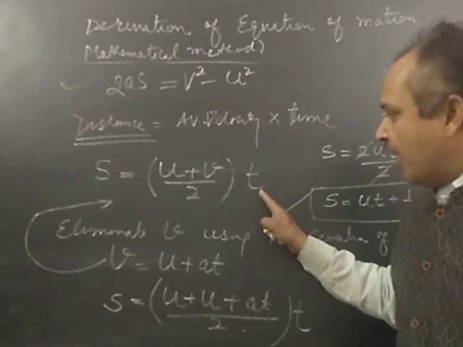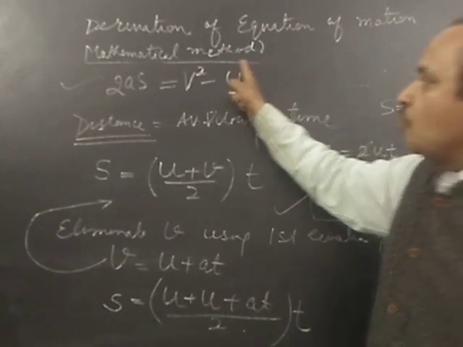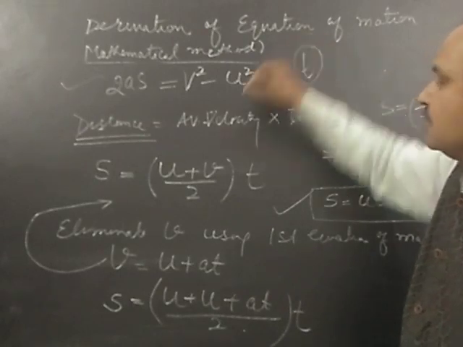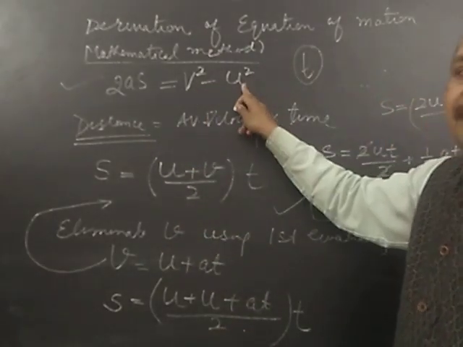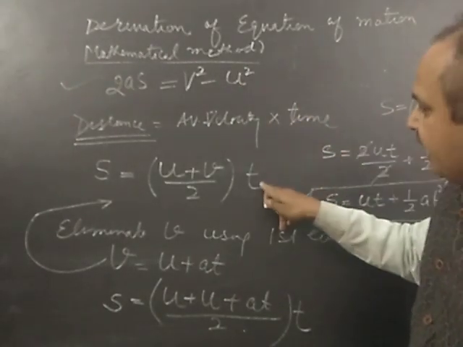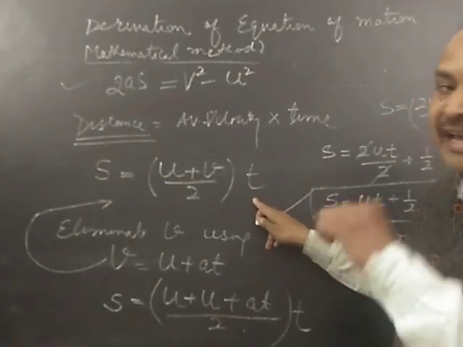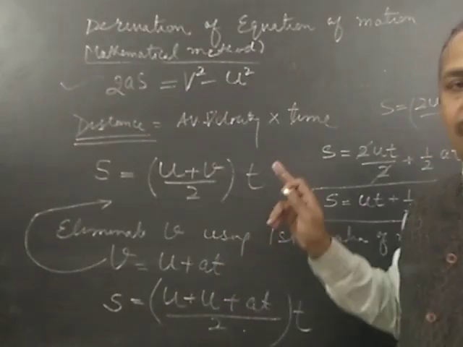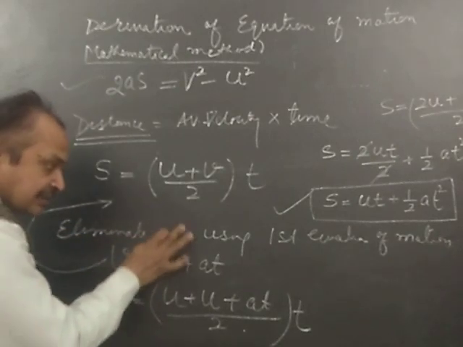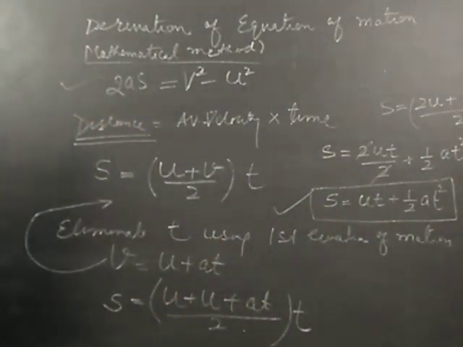Is it clear? Now my dear friends, if you see the third equation, do you find the concept of t? Is there any t in this equation? No. It means what I have to do? I have to remove this t from this equation like we did in the past. So what we will write? We will write eliminate t, again by using the first equation of motion.